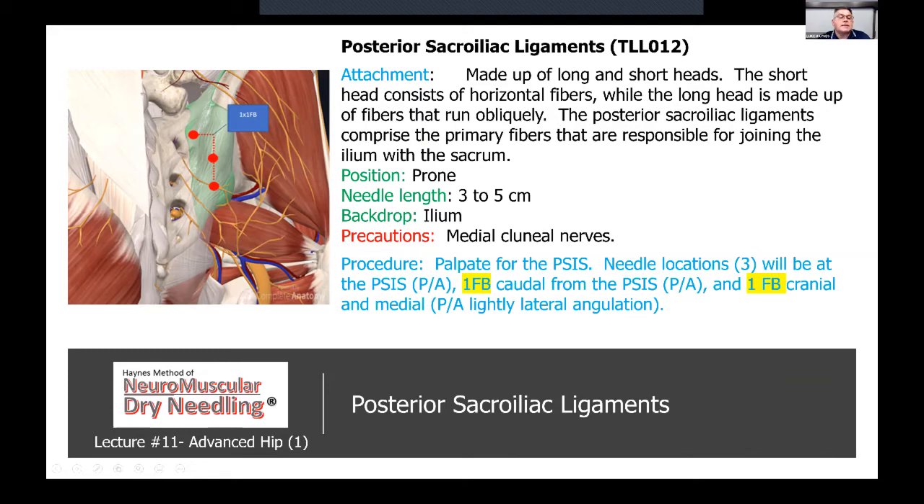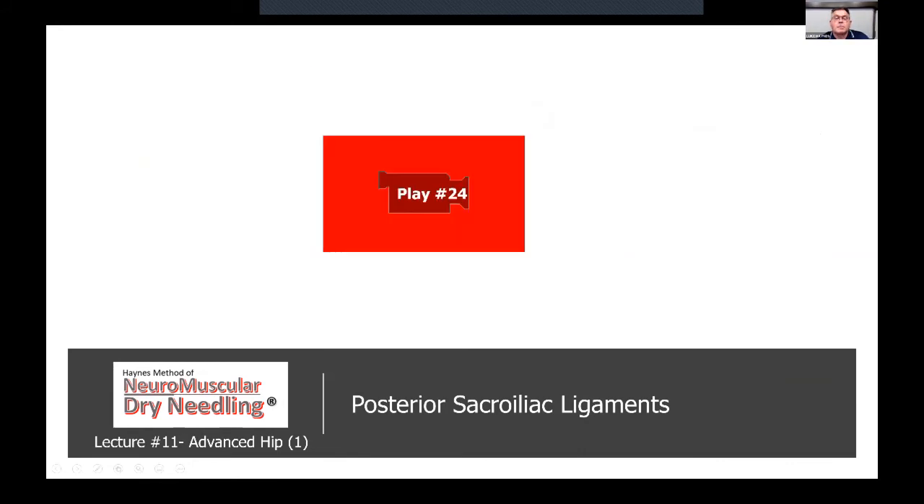So here is our PSIS. 1 finger breadth inferior, 1 finger breadth superior and medial. So 3 along the line right there, with PSIS being here. The superior-most being a little bit more medial into that area.